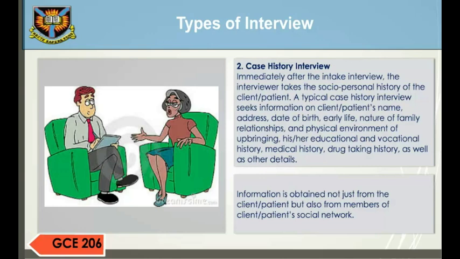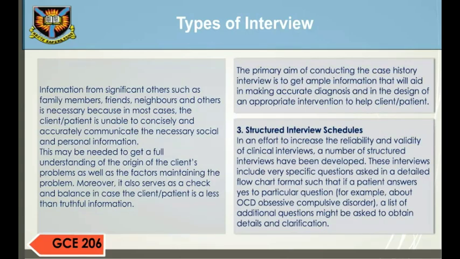Information is obtained not just from the patient, but also from members of the patient's social network. Information from significant others such as family members, friends, neighbors, and others is necessary because in most cases, the patient is unable to concisely and accurately communicate the necessary social and personal information. This will be needed to get a full understanding of the origin of the client's problems as well as the factors maintaining the problems. Moreover, it also serves as a check and balance in case the patient or client gives less than truthful information.